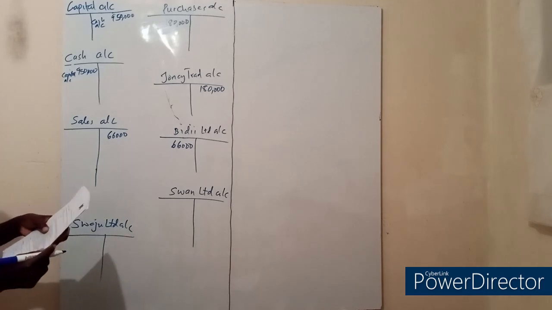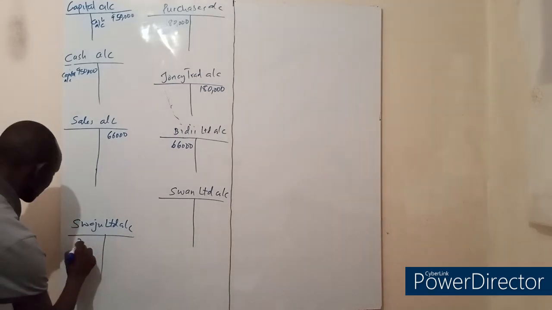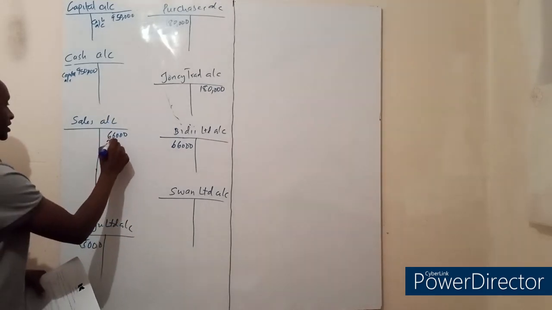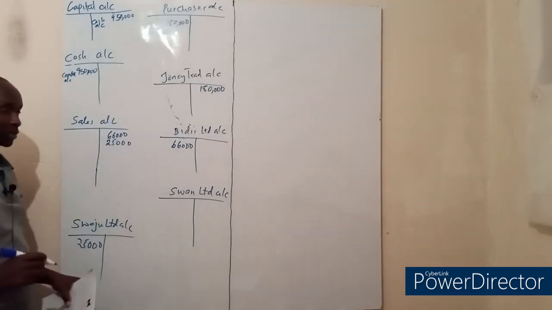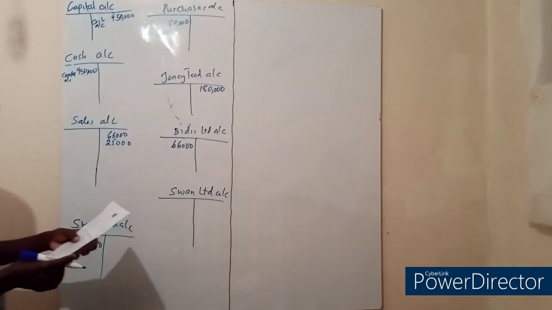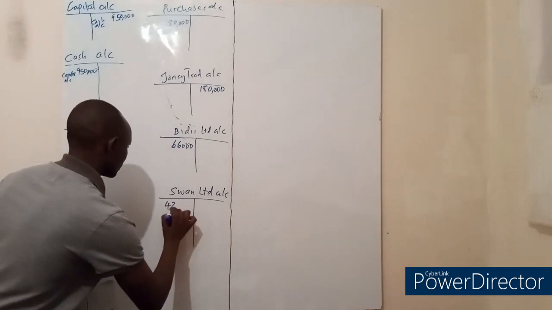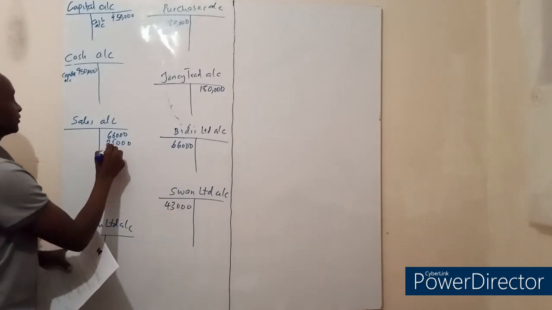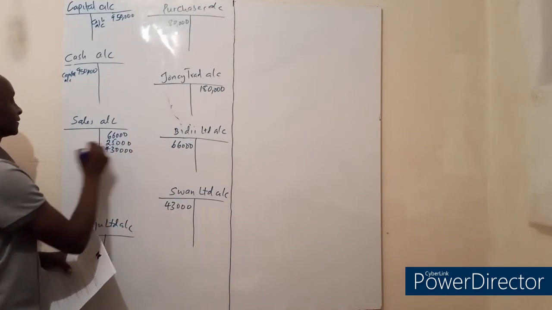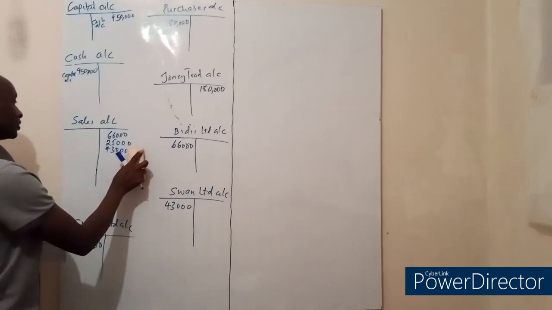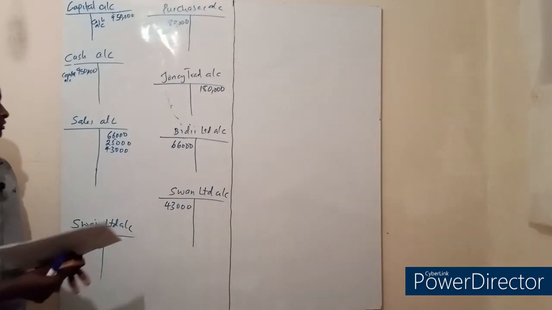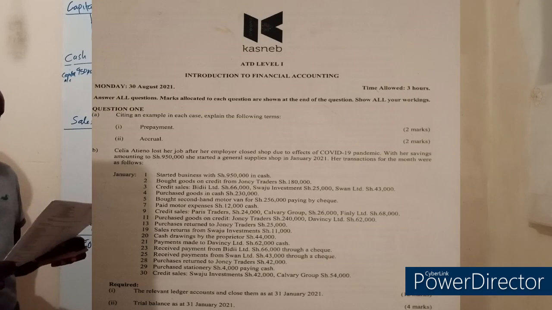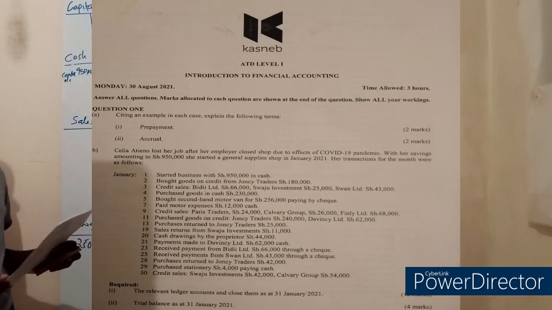Swaju Limited, debit of 25,000. That means the sales account will take the corresponding credit entry automatically. Swan Limited 43,000. The sales account to complete the double entry, 43,000 Kenya shillings. So January 4th, purchase the goods in cash 230,000.